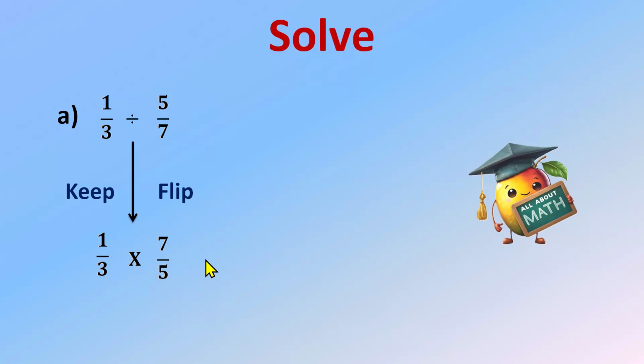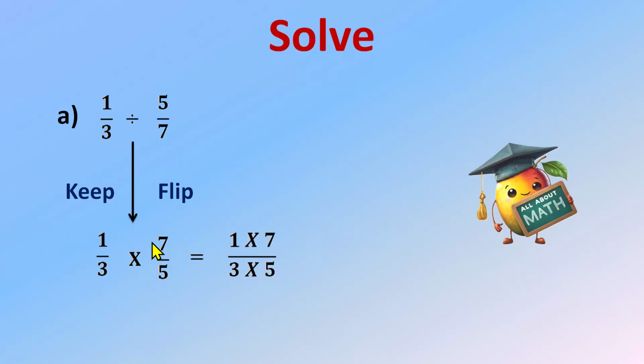So it's very easy. You're not going to divide. You're not going to do any cutting here. Just what you're going to do: keep, change, flip. So first you're keeping the first fraction as it is, changing the sign into multiplication, and flipping or interchanging the numerator and denominator. Very easy. Now this question is exactly a multiplication. You can do it exactly like we did in the multiplication video when we were doing the multiplication of fractions. Here also I'm going to explain.